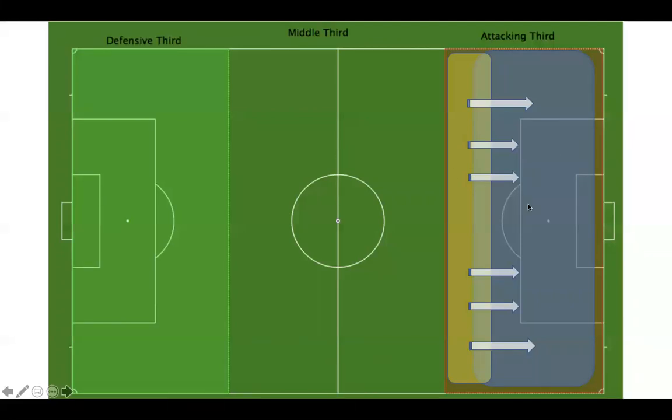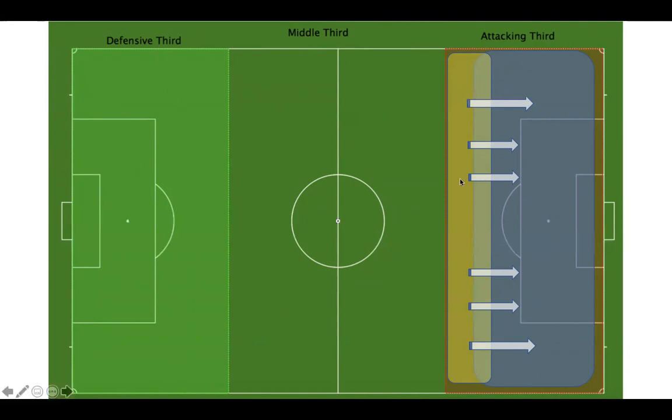So obviously the penalty area is in our attacking third. When we talk about positioning and movement around the entire field, this is how we divide it up. We divide it into thirds. We have the defensive third, which means this is where the fullbacks and the center backs might be. Middle third is where our midfield is going to be. Attacking third is where our forwards will be. That's when we're attacking towards the goal.